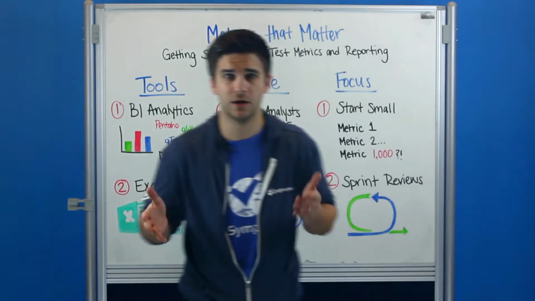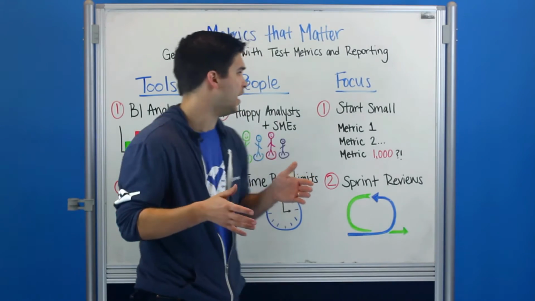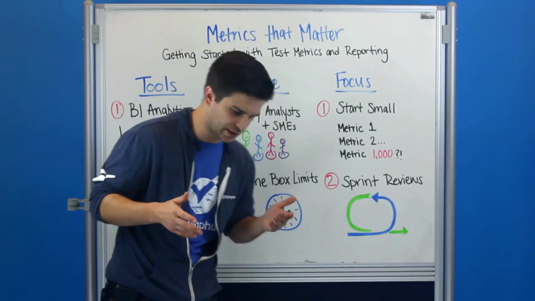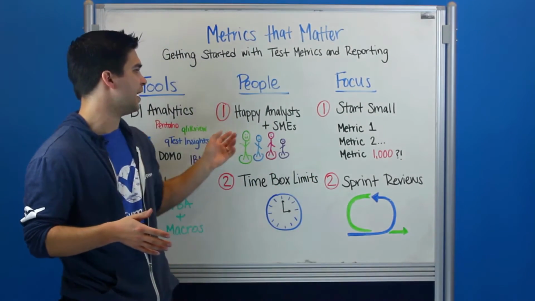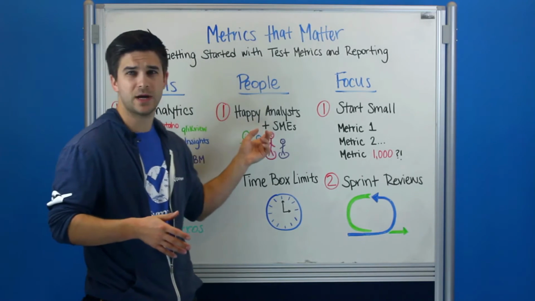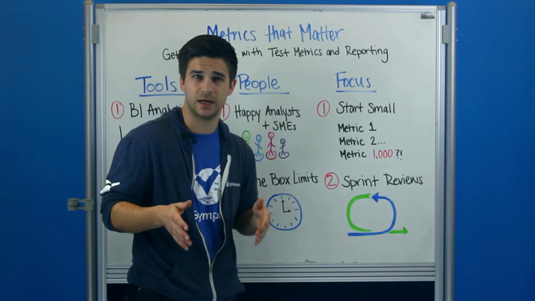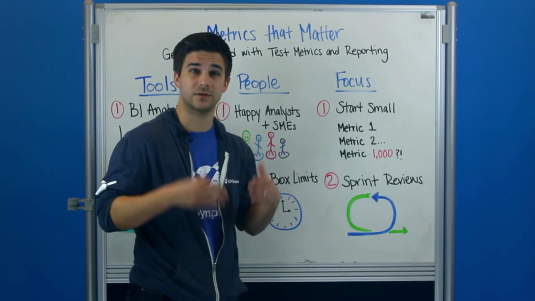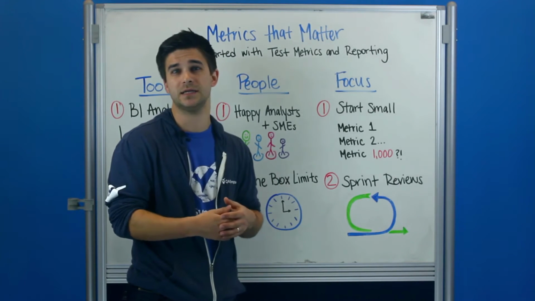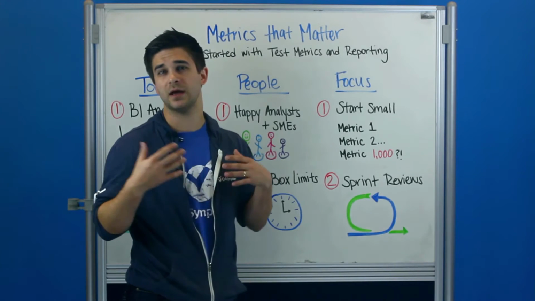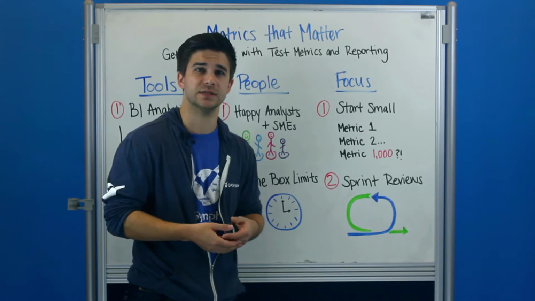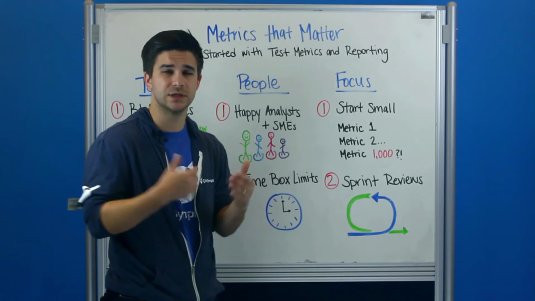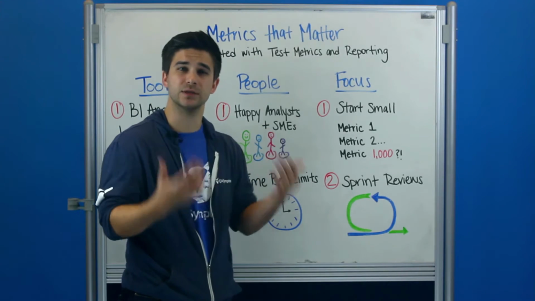The second thing is the people aspect. I broke it down into kind of two types of people: analysts and subject matter experts. I say happy analysts because this is going to be a lot of work at times. You're going to be ciphering through database data, looking through tables, looking at all these different types of data pieces. It's going to take some diligent work to go through this and pull it together.